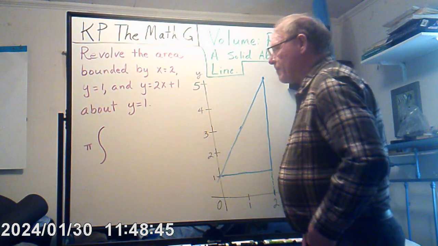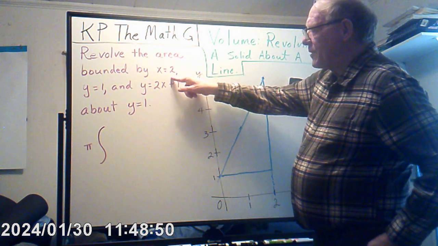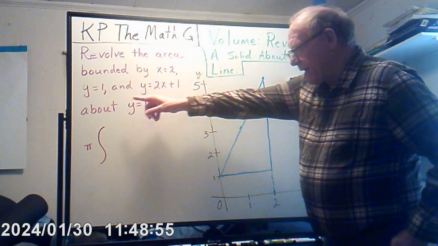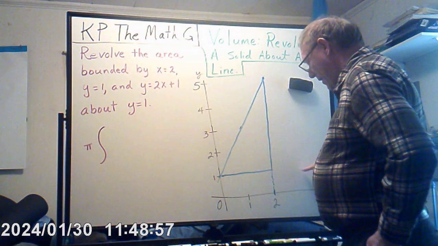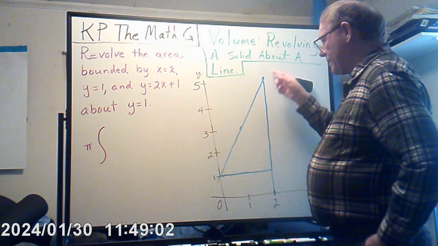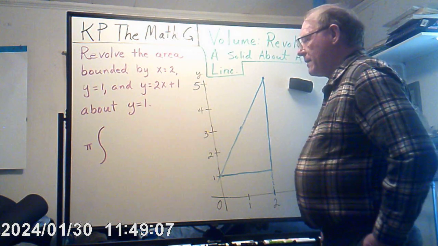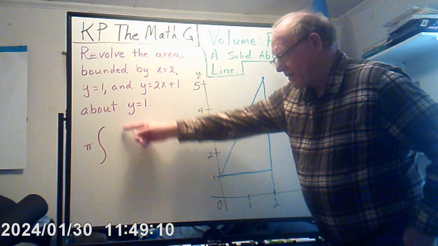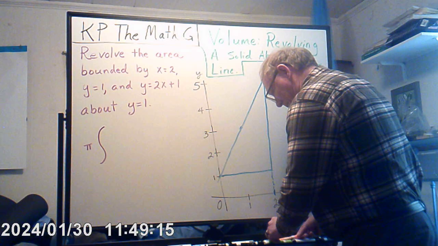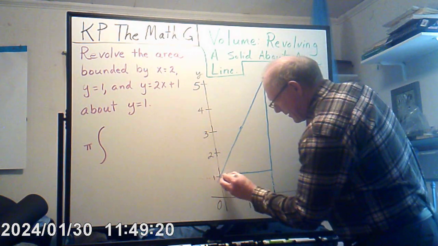What we're going to do here is revolve the area bounded by x equals 2 right here, y equals 1, and y is equal to 2x plus 1, which is this slanted, linear equation here. We're going to revolve it about y equals 1. So really, we're going to revolve this thing about this line right here.